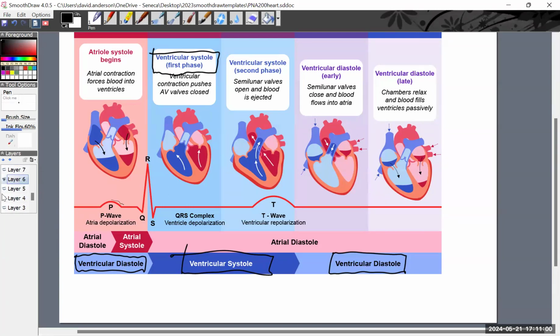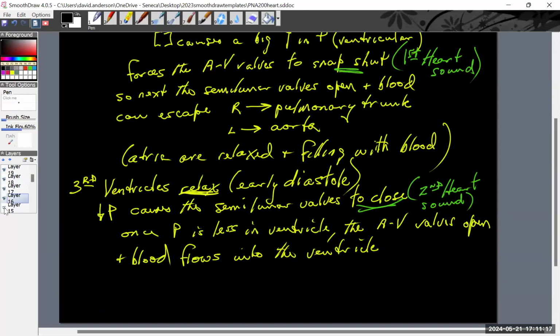Okay, so it's just a question of understanding, like physiology usually is. It's a question of recognizing that when one step's finished, another step can begin. And you can't get that second step unless we had the first step before it.